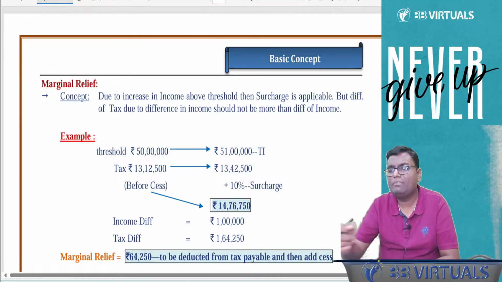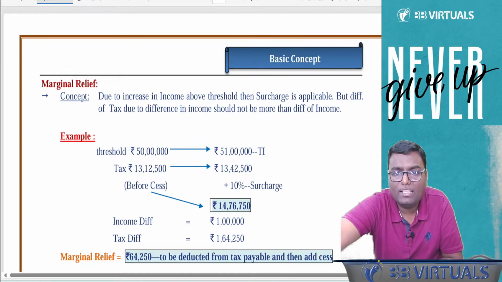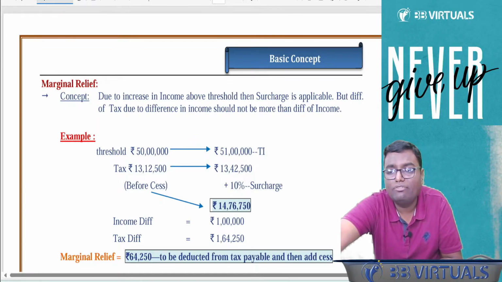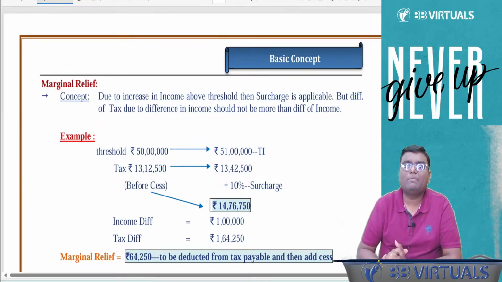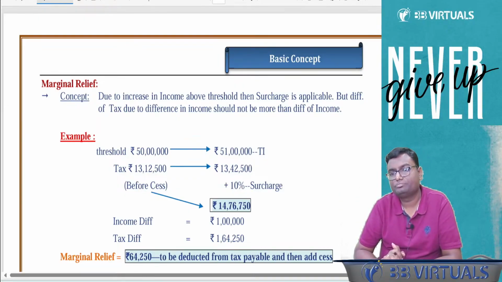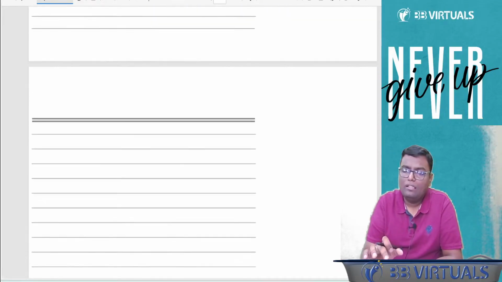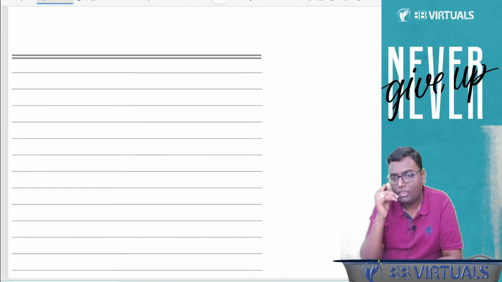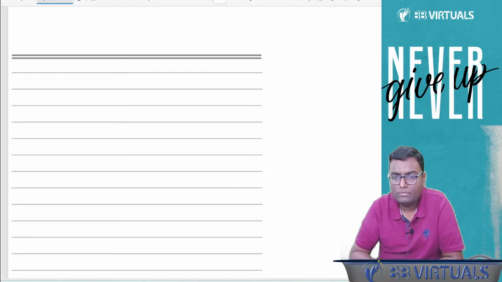Now, the next concept which comes our way is marginal relief. So, the name of the concept is basically marginal relief. Now, what is this concept all about and how does it work? I will ask you some questions and you give me the answer, and then we'll decide.